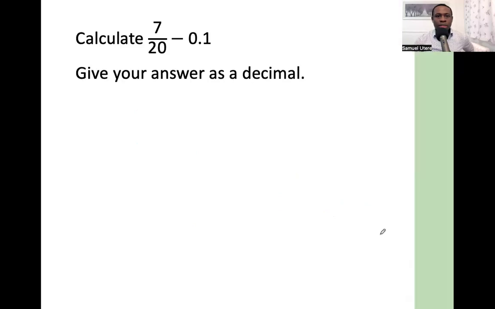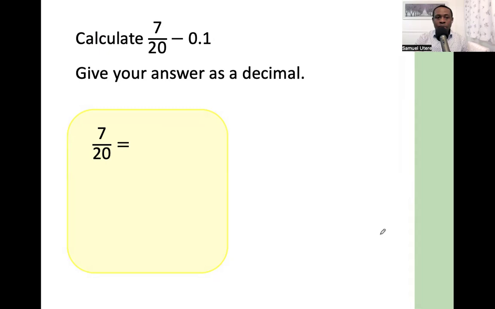Okay, let's move on to the second part of our lesson. What if we have questions like this that look really challenging? Do you think they are challenging? Well, we can do it in different ways. So we have 7/20 minus 0.1. Well, we can first think about making 7/20 have a denominator of 100. Why? Because we know that 0.1 is 1/10 or 10 hundredths. So we're using that knowledge to solve this problem that may look challenging.